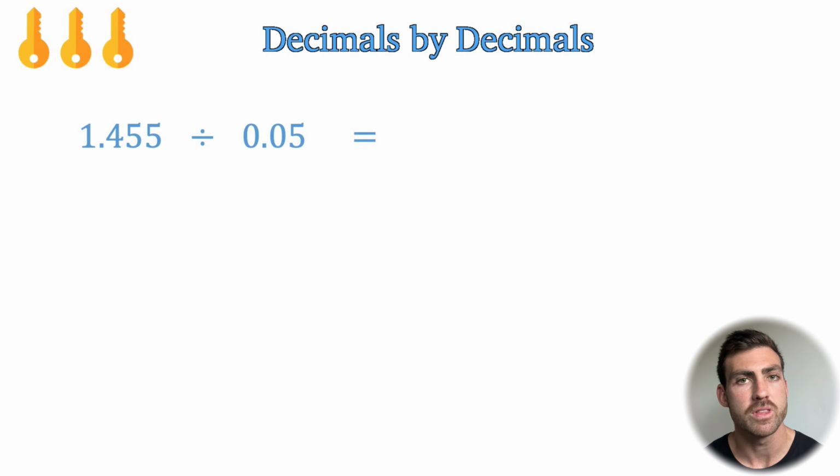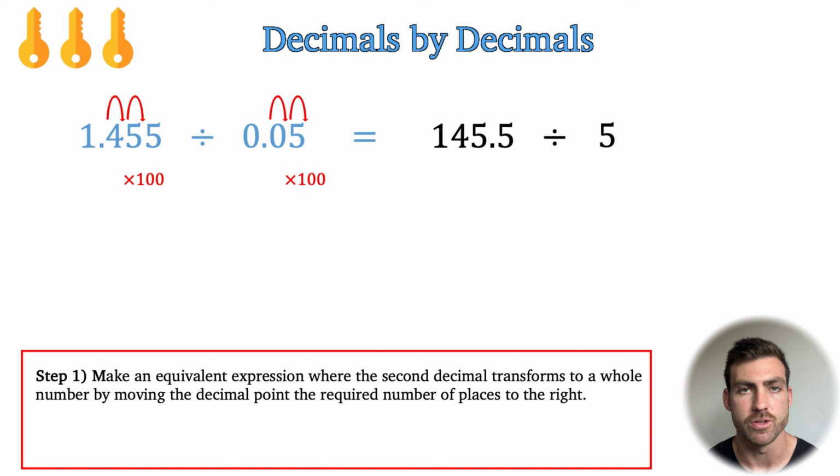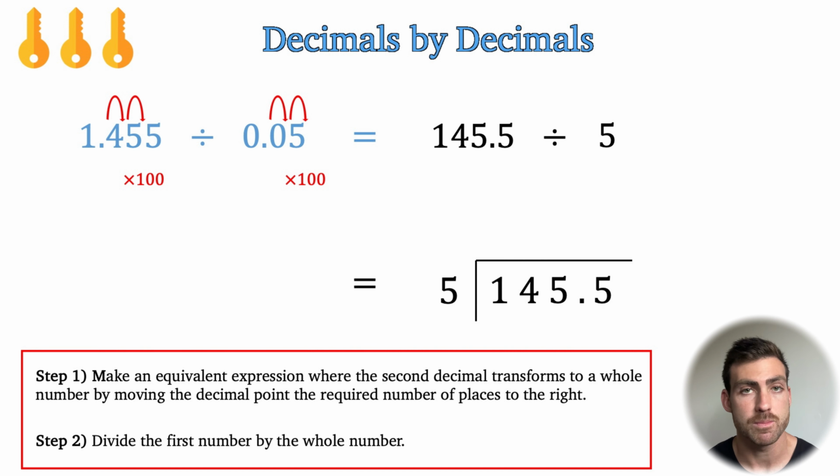Let me show you the exact steps to solve. Step 1. Make an equivalent expression where the second decimal transforms to a whole number by moving the decimal point the required number of places to the right. In this case, multiplying both by 100. Step 2. Divide the first number by the whole number. We first add the decimal point to the answer.